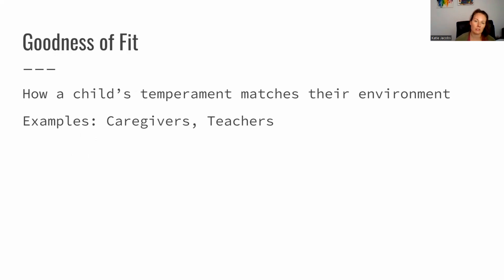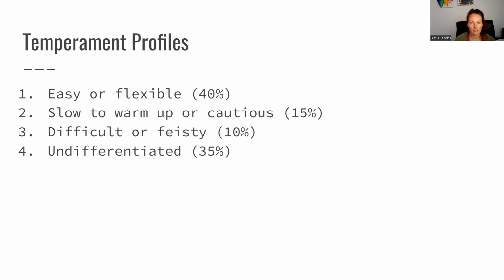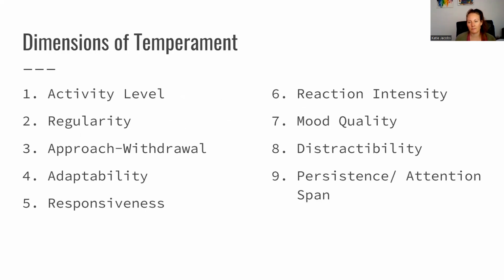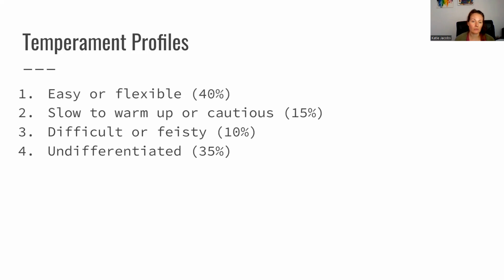And the same goes for school. If we go back and look at these dimensions real quick, if we have a teacher that has poor mood quality, and the kid doesn't have poor mood quality, that could cause conflict within the classroom as well.